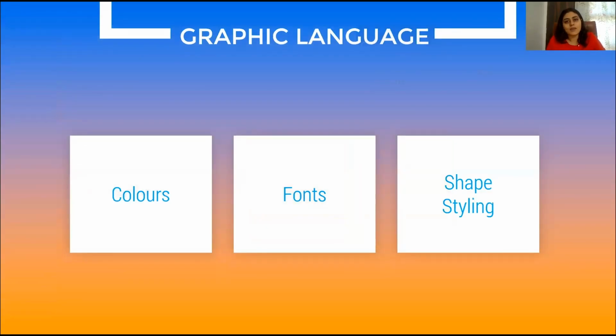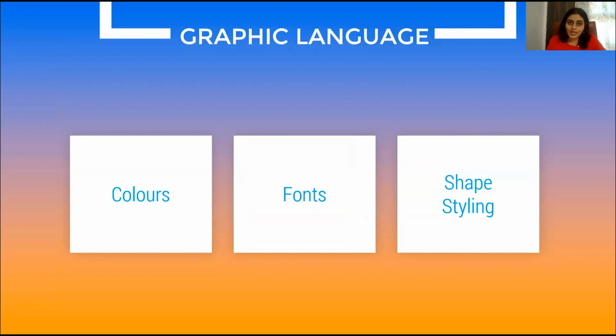Now, what does a graphic language include? What makes a graphic language? The 3 elements that make a graphic language are the colors, the fonts, and the shapes you use. We will see examples of these later.